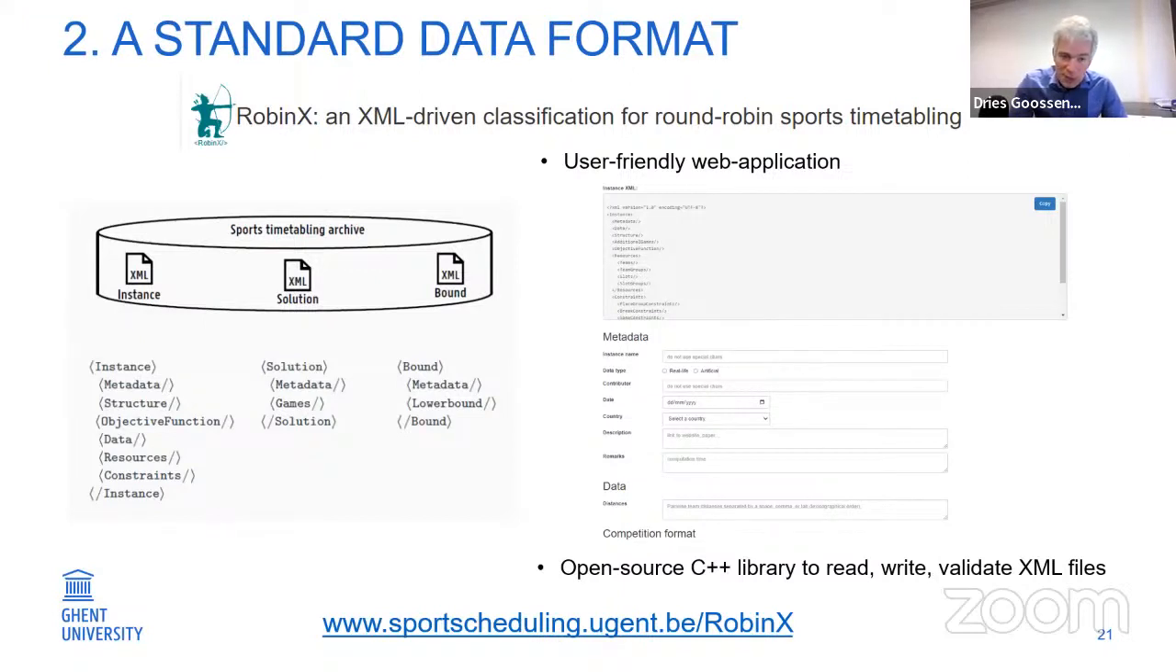Now, on our website, you can consult the problem instances that we found in the literature and that we put on the website ourselves, but you can also create your own problem. You can do that in two ways. Either you make use of our web application, a little form that you can fill out where you can specify all the things about your particular sports scheduling problem. And then this website automatically generates an XML file, which is according to our classification system, our data format. Or we also have a C++ library that you can use. It's open source, it's freely available to read, write, and validate these XML files.